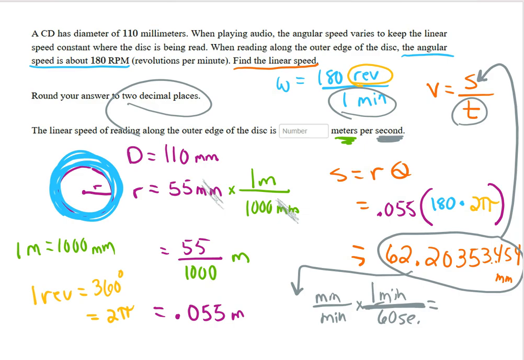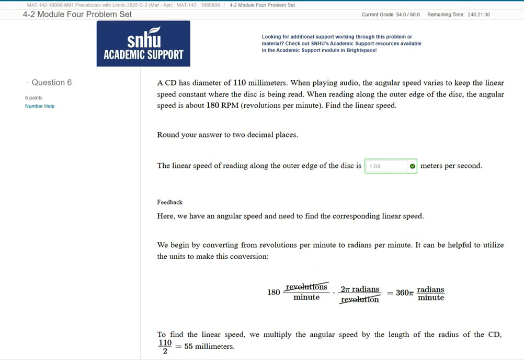I end up with 1.03, but then the next number is a 6, so I get 1.04. That's in meters per second, which is what we have here. And I had already checked it, and there it is, 1.04 meters per second.